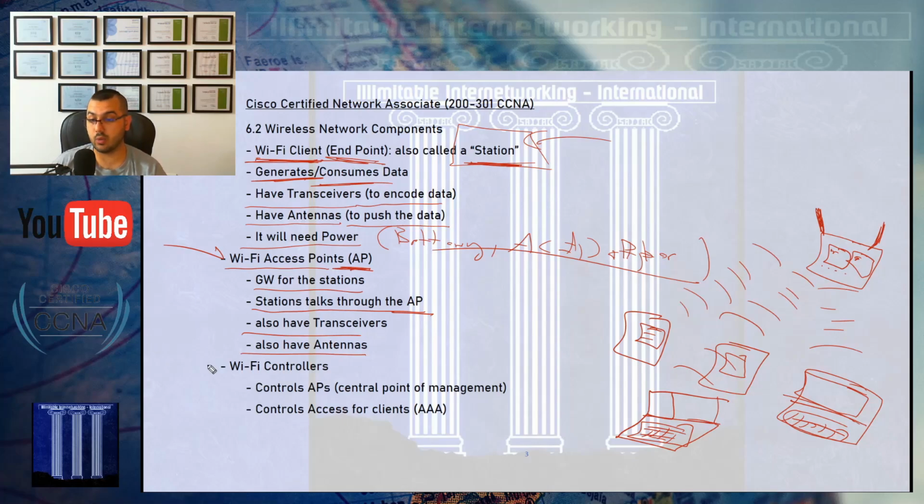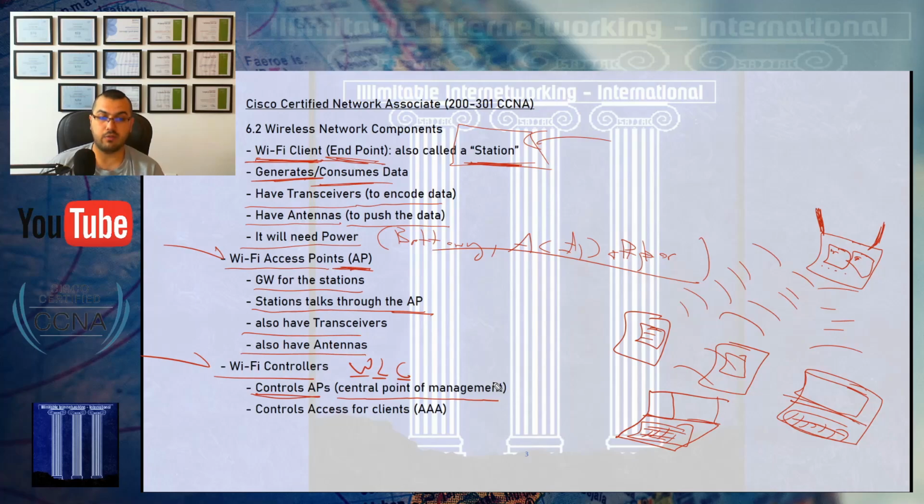So after that, we have the Wi-Fi controller, or what's called the WLC, the wireless controller. Those guys control access points only. They are a central point of management for all the access points in your network, or some of the access points of your network. What do I mean by that?